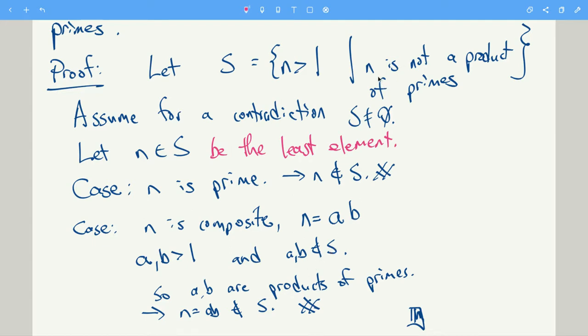Well, that means that they are both products of primes. If they weren't, they'd be in S. Okay, a and b are products of primes. Well, then a times b is also a product of primes. Therefore, n is a product of primes, and that's a contradiction too. Okay, so both cases lead to a contradiction to our assumption that S is not empty. So S must have been empty, and that's the end of the proof.